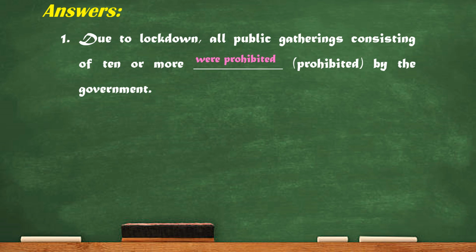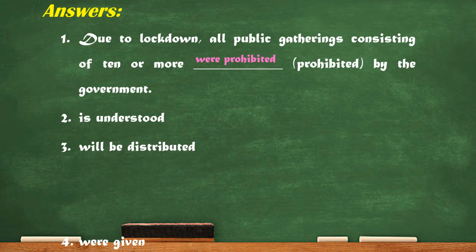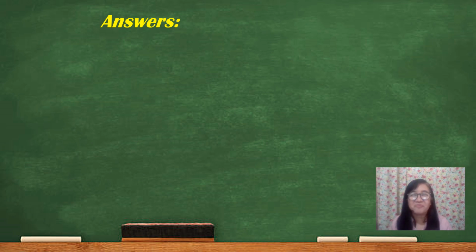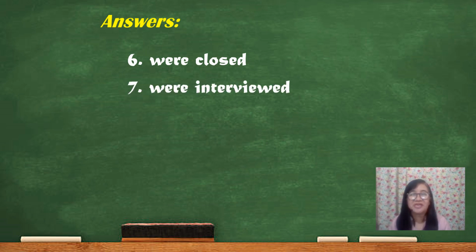Number 2. The answer is understood. For item number 3, will be distributed is the correct answer. 4. The correct answer is were given. For item number 5, was written is the answer. Moving on to number 6. Yes, were close is the right answer. 7. Nice going. The answer is were interviewed.